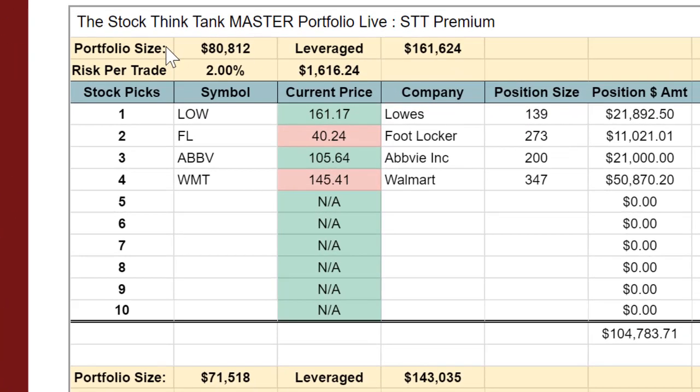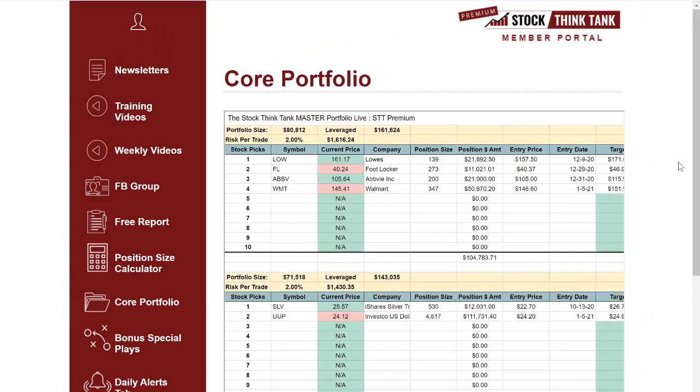Notice here that the portfolio size in this model portfolio that we track is right around $80,812 right now. Our risk per trade is 2% of that amount, which amounts to $1,616.24. Now, most people, when they buy securities, when you send them a signal or give them a tip to buy a particular security, they say, well, I'm going to buy 100 shares because I always buy 100 shares, or I'm going to buy 200, or I'm going to buy 500, or I'm going to buy 50.